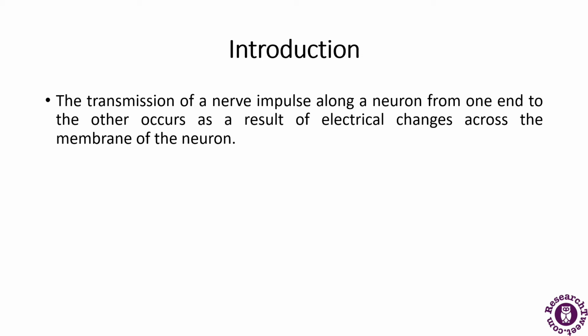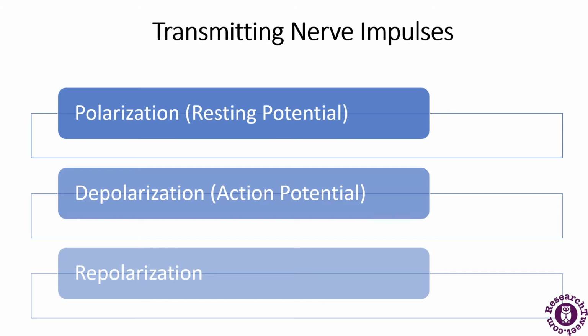The transmission of the nerve impulse along a neuron from one end to the other occurs as a result of electrical changes across the membrane of the neuron. So what is it? It is the result of electrical changes that take place across the membrane of the neuron. Now, as I have already told you, there are three steps involved in transmitting the nerve impulse. First is the polarization, next is the depolarization, and the third is the repolarization.